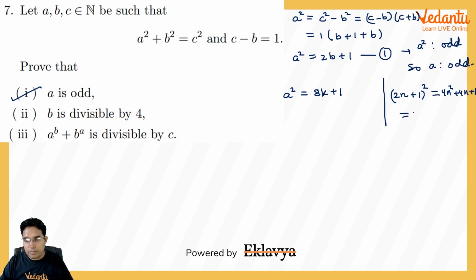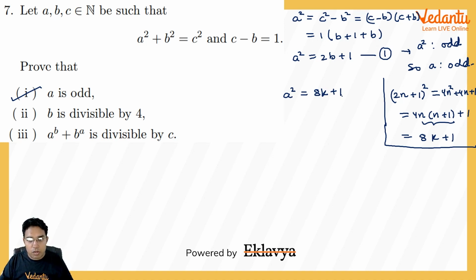Okay, so this becomes taking 4n common, n plus 1 here plus 1. n and n plus 1 being two consecutive integers, exactly one of them has to be even. So this will give you 2 common from it, so it becomes 8k plus 1. So this is how we prove that the square of any odd number is of the form 8k plus 1.